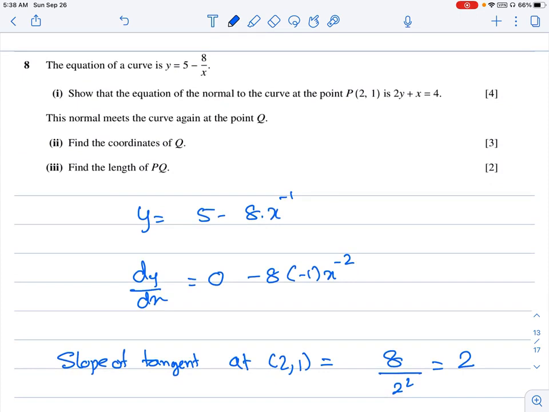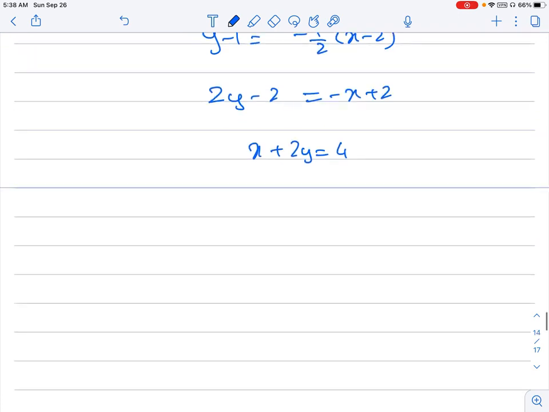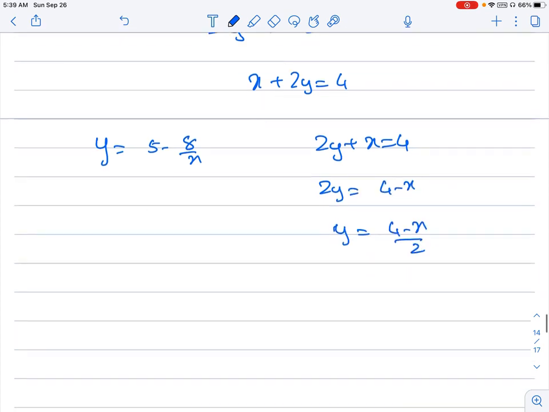This normal meets the curve again at Q. Find the coordinates of Q. So the curve equation was y is equal to 5 minus 8/x. The equation of the normal was 2y plus x is equal to 4. So we have to solve these two equations. From here we can get 2y is equal to 4 minus x, and y is equal to (4 minus x)/2. We can see that both are y, so 5 minus 8/x is equal to (4 minus x)/2.